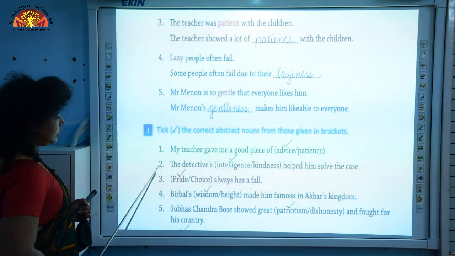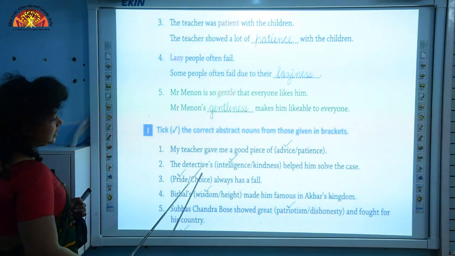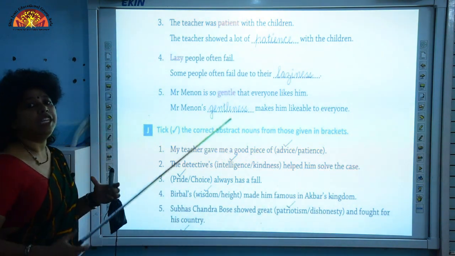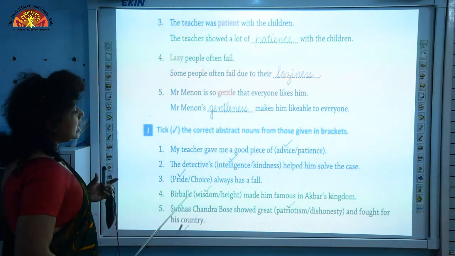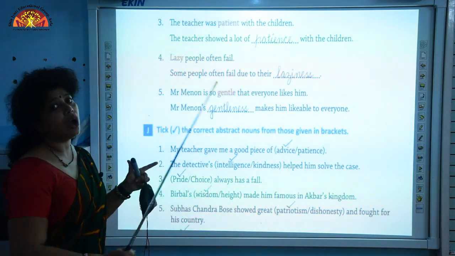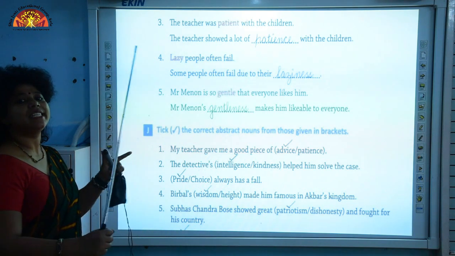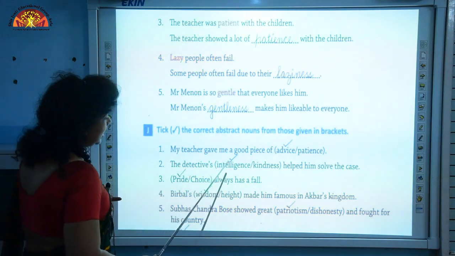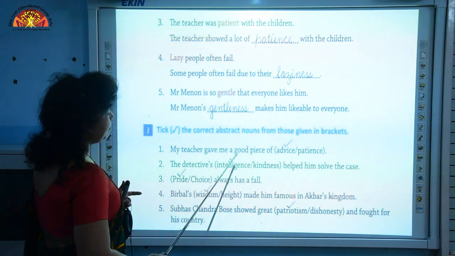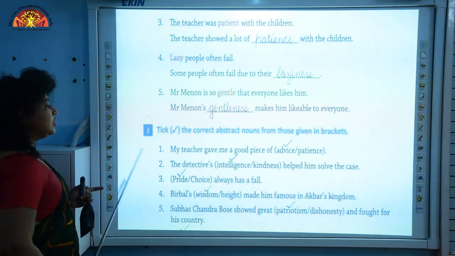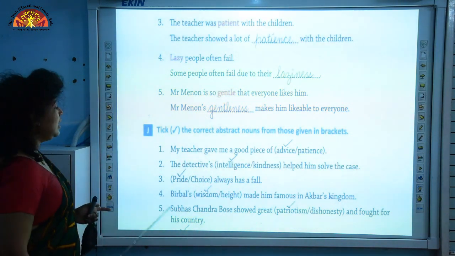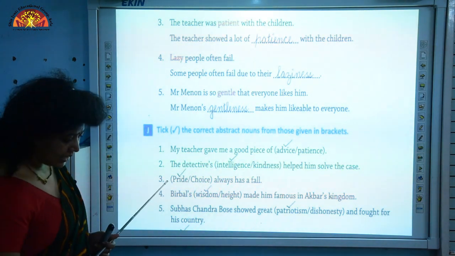Now let's come to question 2. The detective's dash helped him solve the case. So what quality of a detective enables him to solve the case? It is his intelligence or kindness? Of course it is his intelligence. So the correct abstract noun is intelligence. You will have to put a tick above intelligence. Okay. So children, I want you to do the rest of the exercise in the same fashion. Let's proceed to the next exercise.